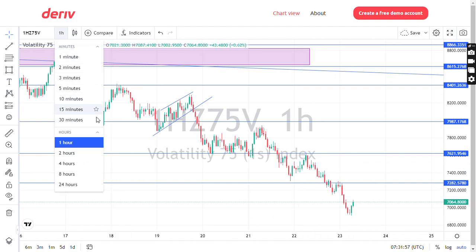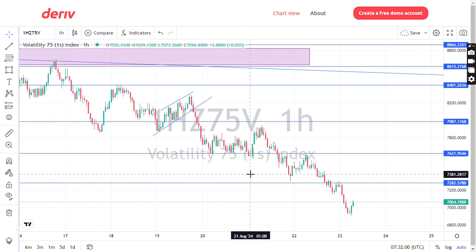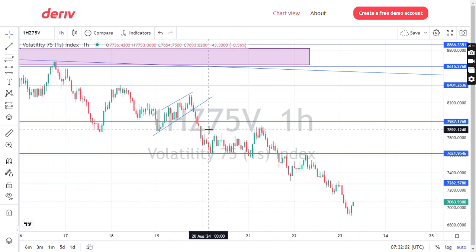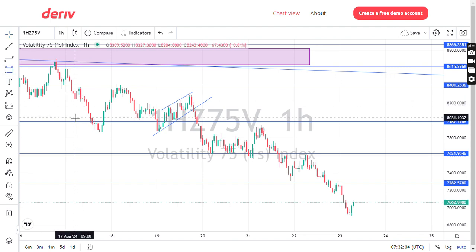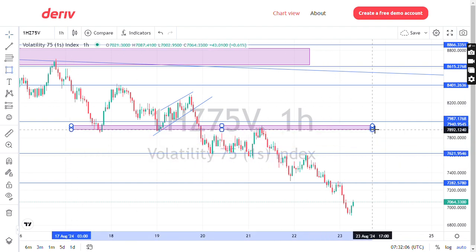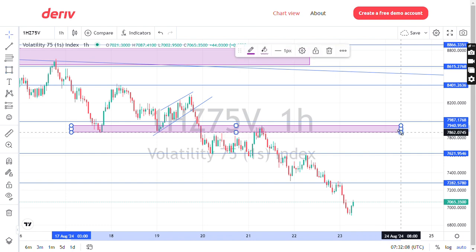So okay, we don't really have that much to talk about at this point. We can just highlight this point over here as a zone of support or resistance.